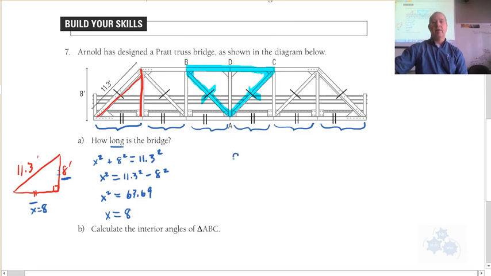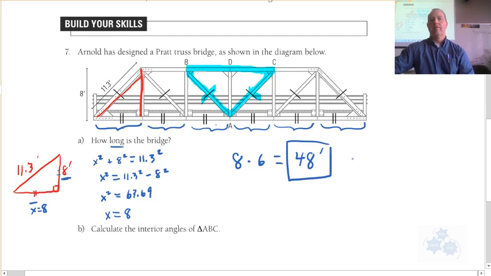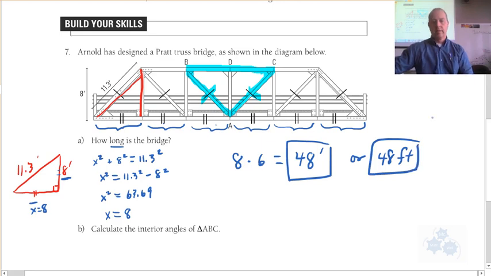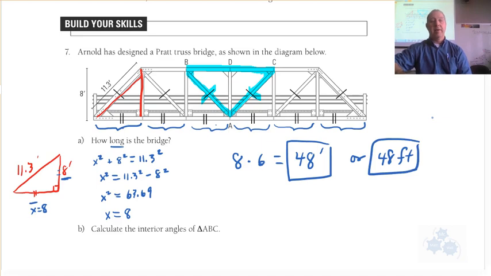So now, how long is the bridge? Well, I have to do now 8 times 4, don't I? Sorry, times 6, not 4. Right? Because didn't we say there was 6? 1, 2, 3, 4, 5, 6. So 8 times 6 is 48. And of course, I can't just stop at 48. It's 48 what? What are the units here? Not centimeters, sorry. This little tick mark means feet. 48 feet. Okay. Any questions there?